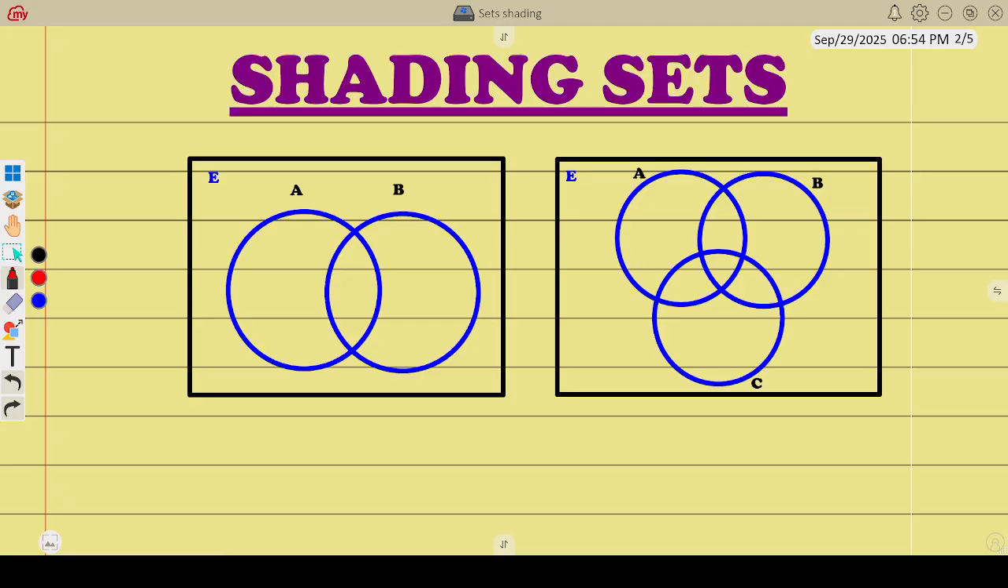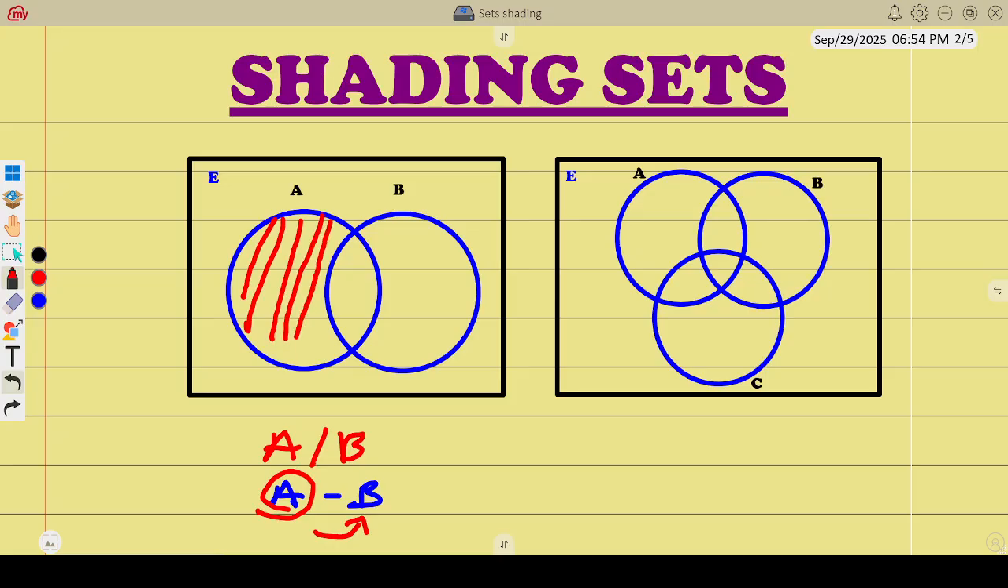Now let's get to something more interesting. What if they tell you to shade A minus B, written A slash B? In the previous videos we learned that A slash B simply means A minus B. So when you see A slash B or A minus B, it means shade set A, but do not shade the part which is having B. Shade only what is in A except what is in B. Like in this case, we would have to shade like this.